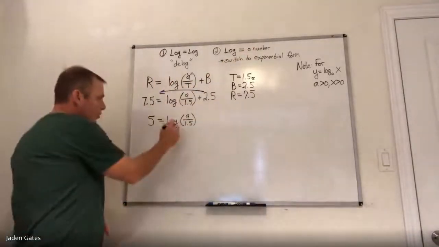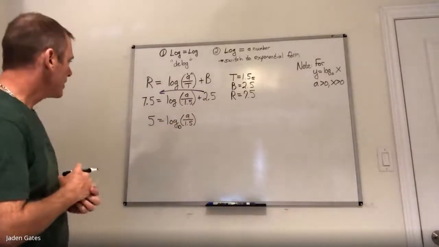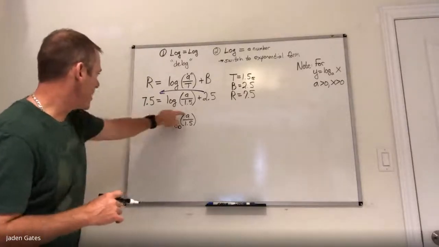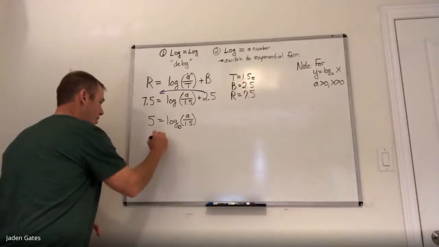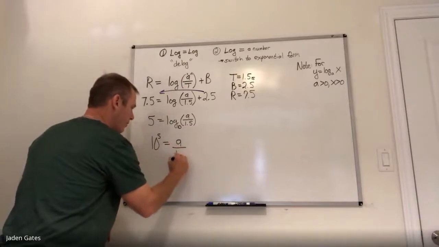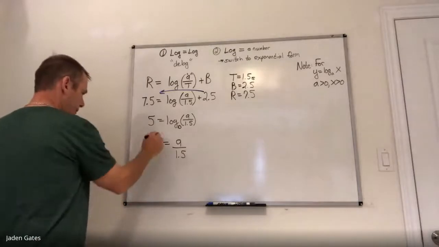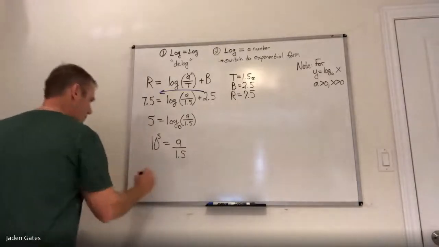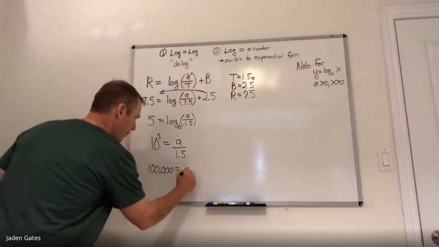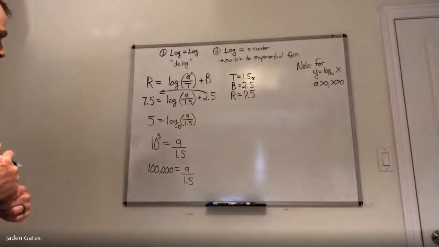And so again, when you don't see a base written on a log, it has a base of 10. So I'm going to switch this to exponential form. There's my base, there's my exponent, there's my answer. So 10 to the power of 5 is equal to A over 1.5. And 10 to the power of 5 is 100,000, 5 zeros. And so again, that equals A over 1.5.